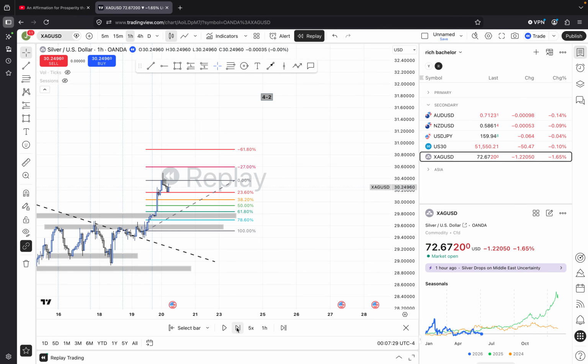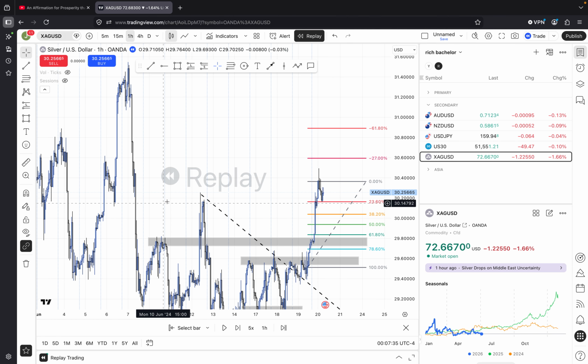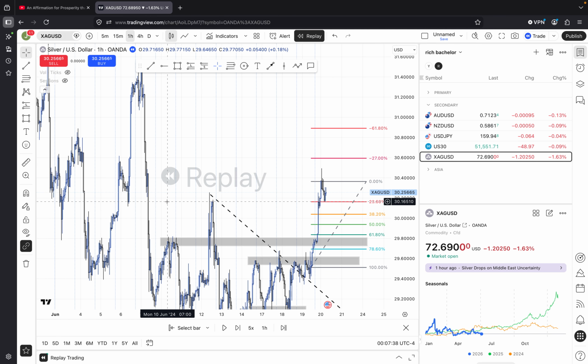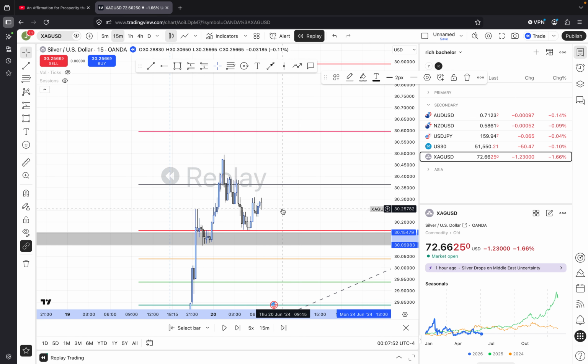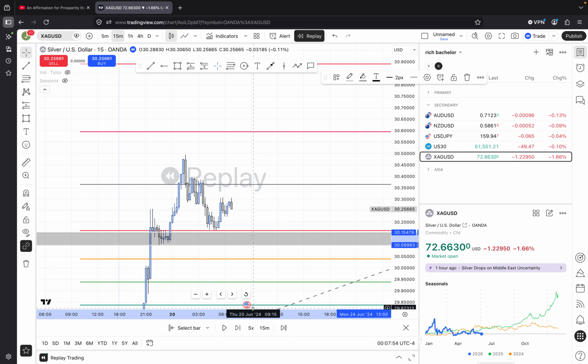Cool. All right. Let's zoom in to see if we got our correction that we're looking for. Because it was at this level right here, like this little area. It did touch here. So now we have another touch at this 23% area. But I'm going to go down to see if we have the end. All right.